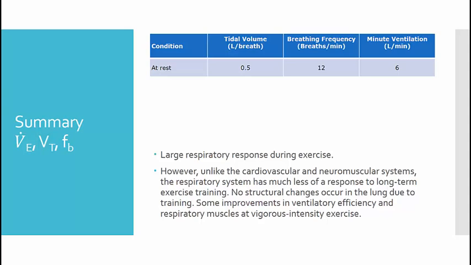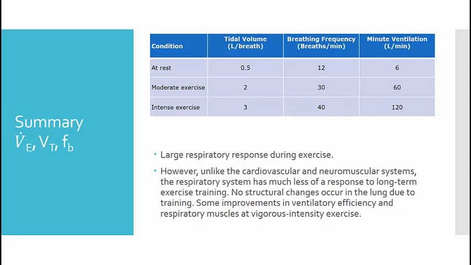Now during exercise, let's say moderate exercise, tidal volume has increased to about 2 liters per breath. Breathing frequency has increased to 30 breaths per minute. And now we have a minute ventilation of 60 liters a minute, a 10-fold increase from resting conditions.